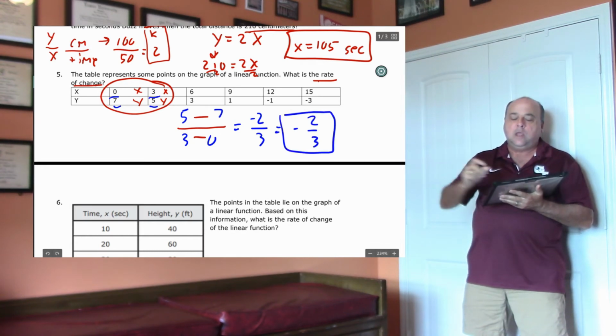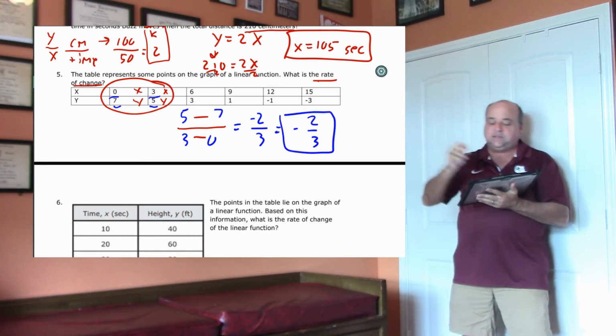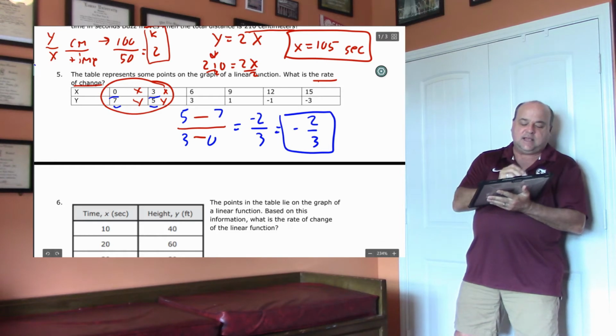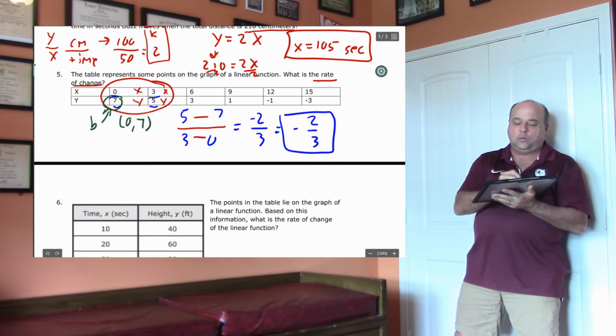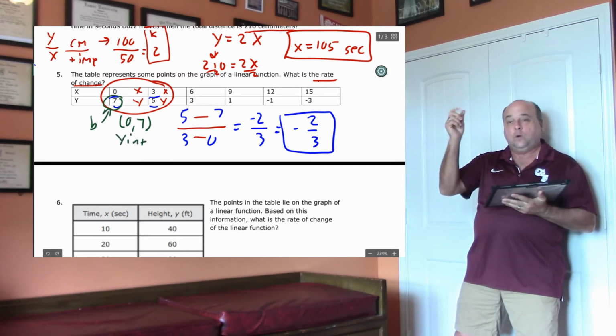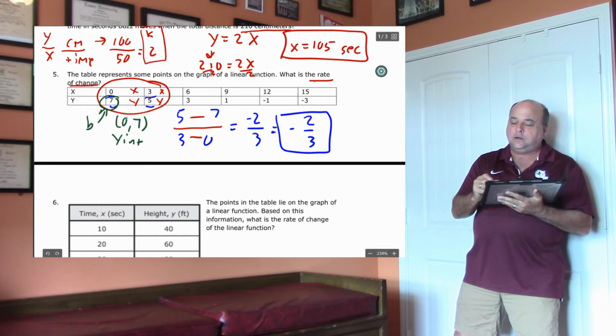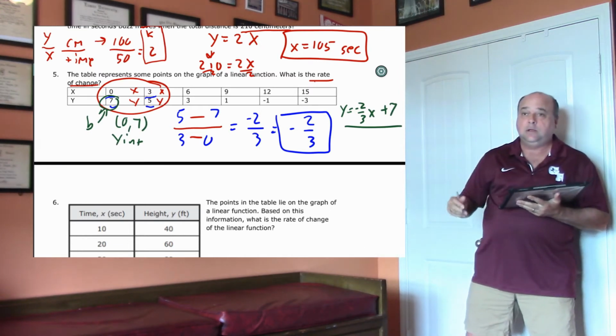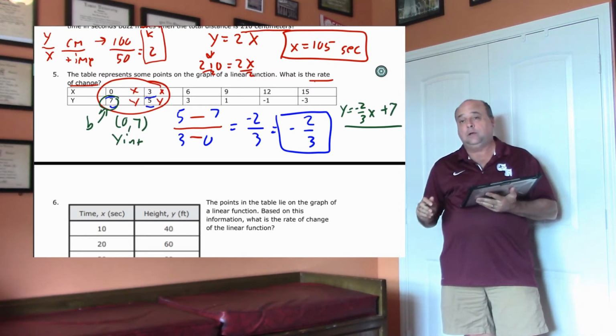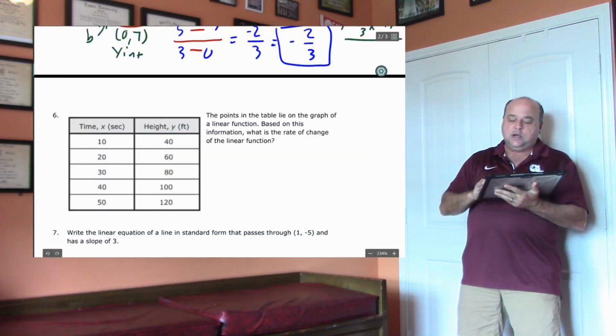Also notice, taking this one step more, this 7 right here would be the b, wouldn't it? Because it's the ordered pair 0, 7. That's our y-intercept. If we wanted to, we could make the equation. The equation would be y equals negative 2 over 3x plus 7, wouldn't it? Because the 7 is the y-intercept. They give it to you in the table, okay? Something to know.